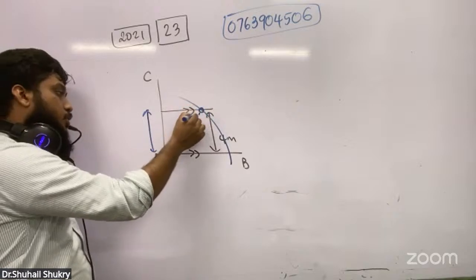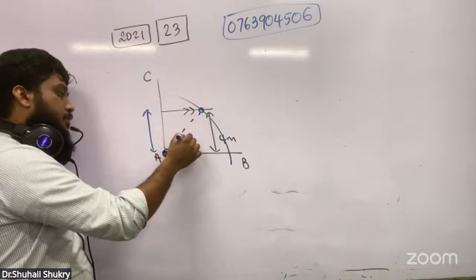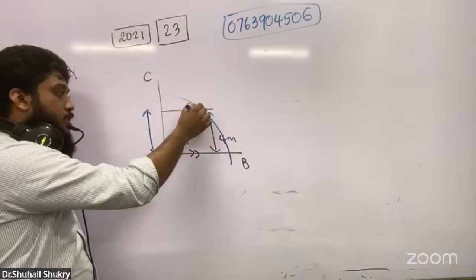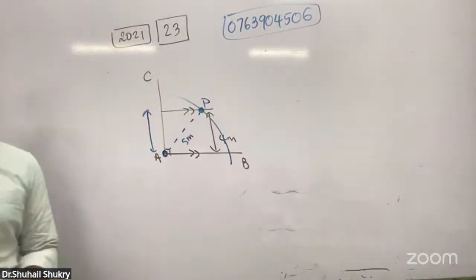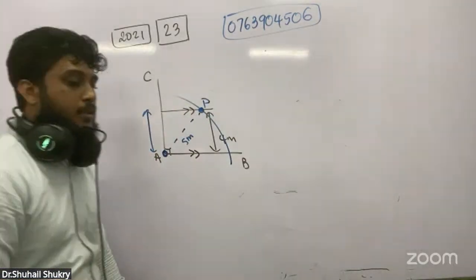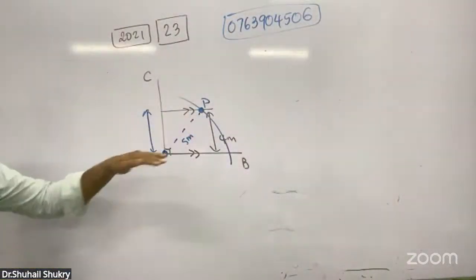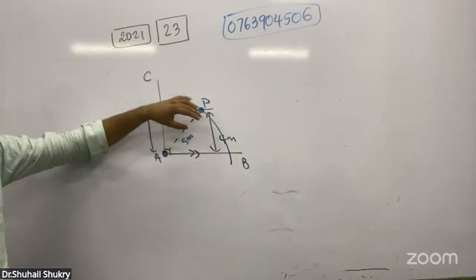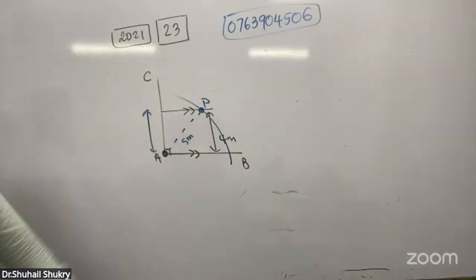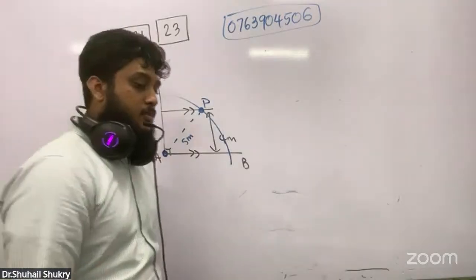From here to here, what is the distance? 5 meters. Either this is the point P. They expected you to draw an arc and mark the point P. Because already they have given the distance from here to here as 4 meters. So from the corner they have said 5 meters. So it's very simple.